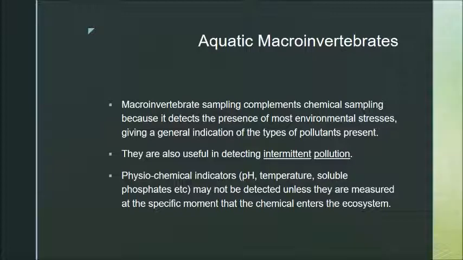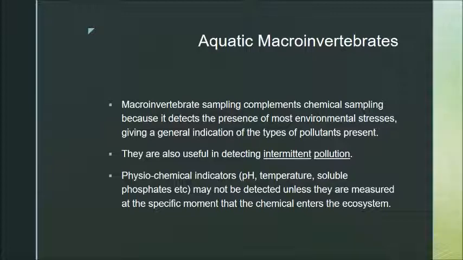Not only this, but they're also useful in detecting intermittent pollution. So pollution which occurred once and then hasn't occurred for a while, but might occur again. We might test the water and it seems normal, but there might have been a dramatic increase in, say, temperature or pH or nutrient load maybe a month ago, and now that's settled down and we don't detect it, but what happened is still noticeable in the food chain.